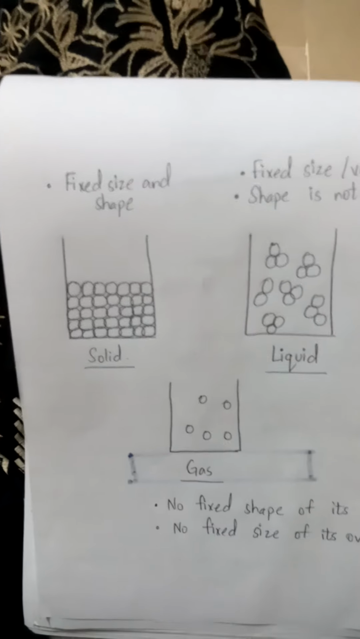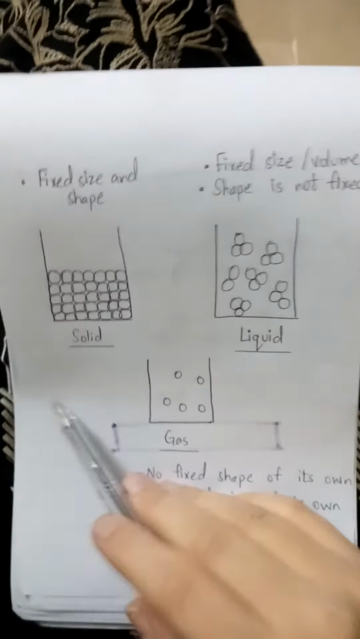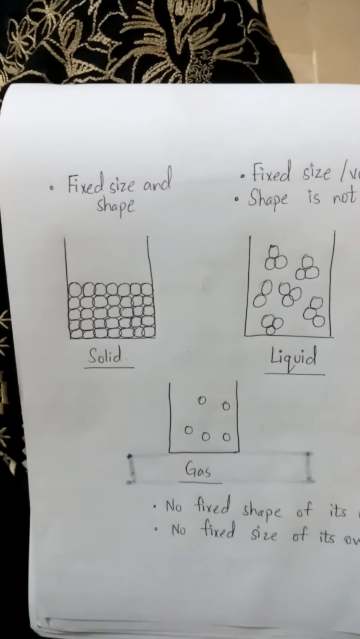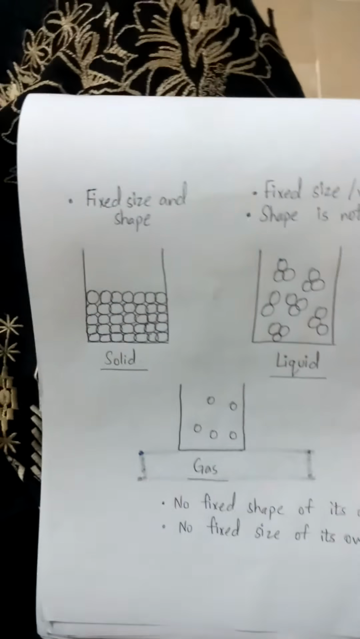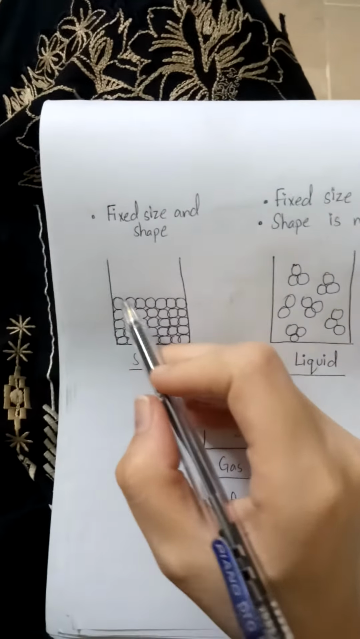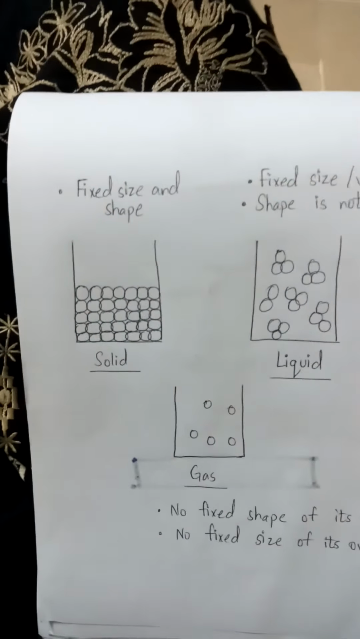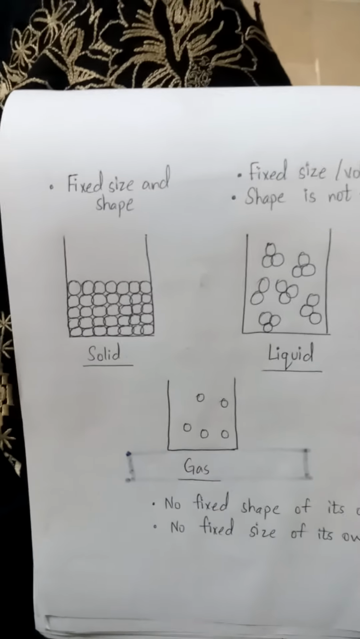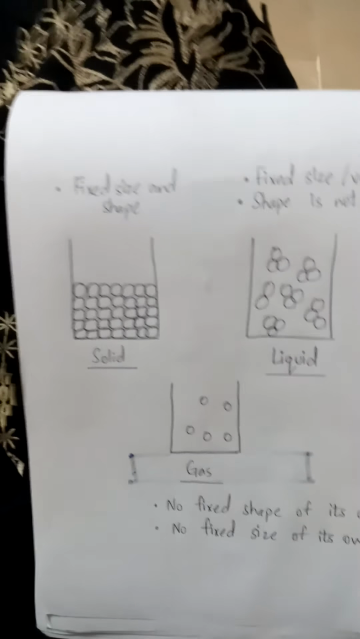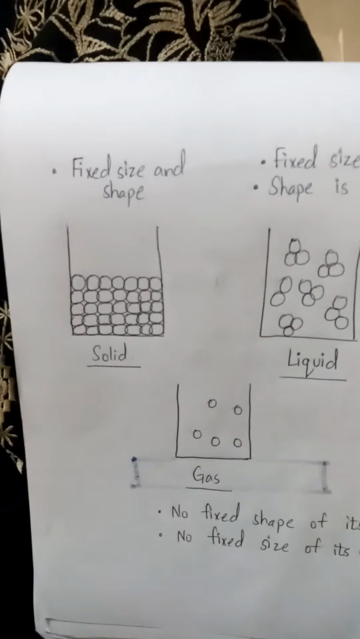Now look at this picture. Okay, I have drawn it for you. First of all, we will be discussing the properties of solid, right? Now this is a container. Okay, this is a container, right? The first thing that you should know about solids is that solids have fixed shape and fixed size.